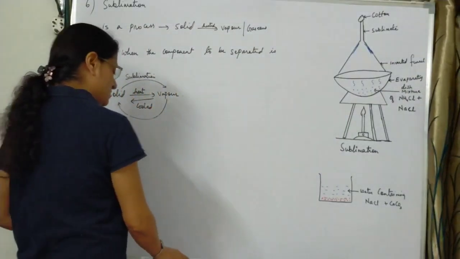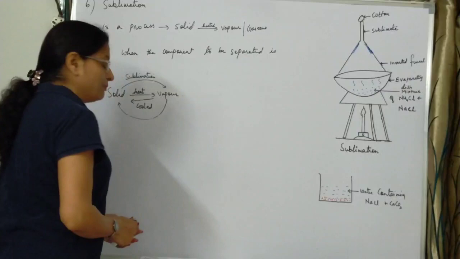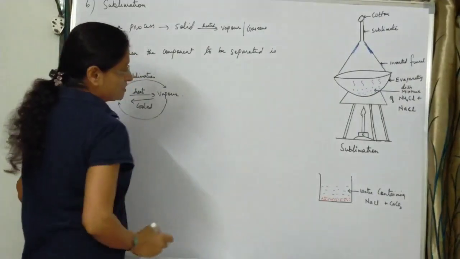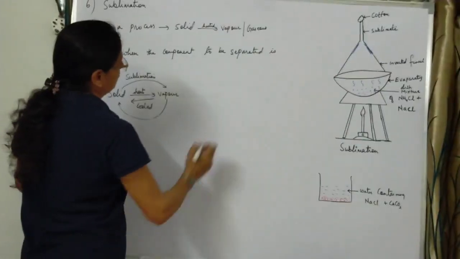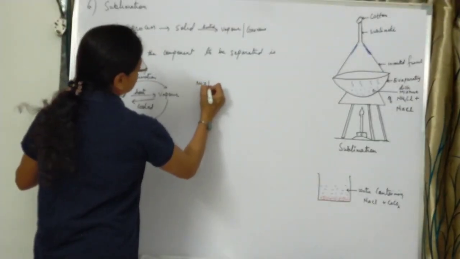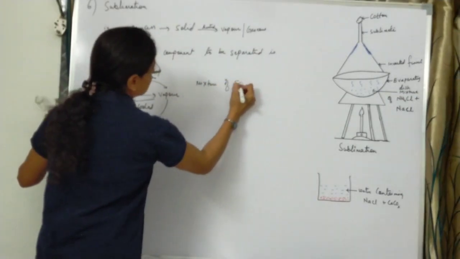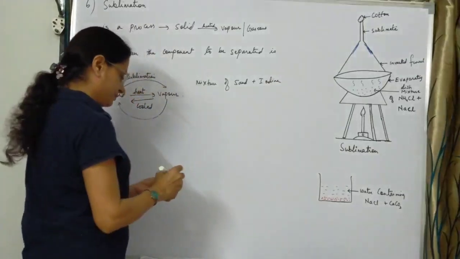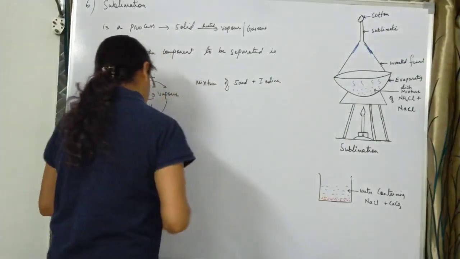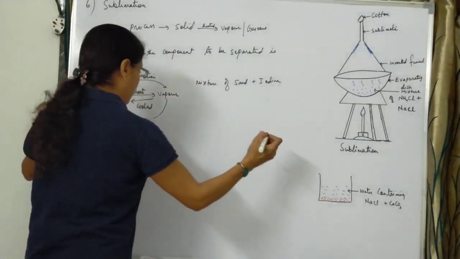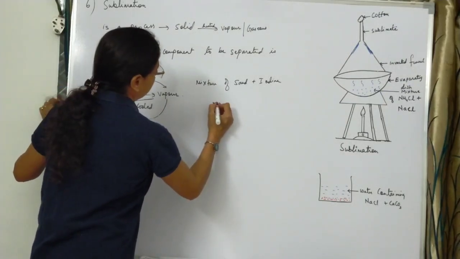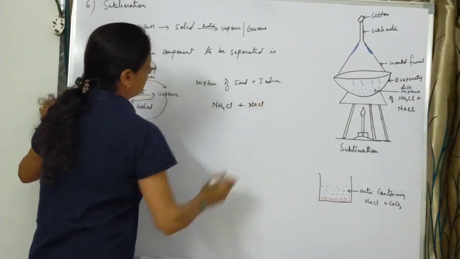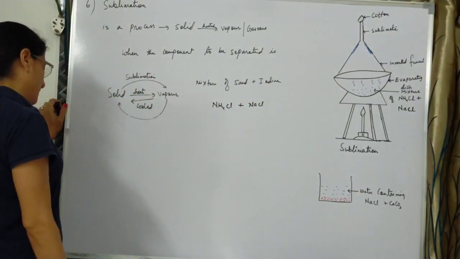Now various other substances are also sublimable, like if you have a mixture of sand and iodine. So other substances which can be separated by this method of sublimation: a mixture of sand plus iodine, then ammonium chloride and sodium chloride. I already gave you NH4Cl plus NaCl. These can be separated by sublimation.